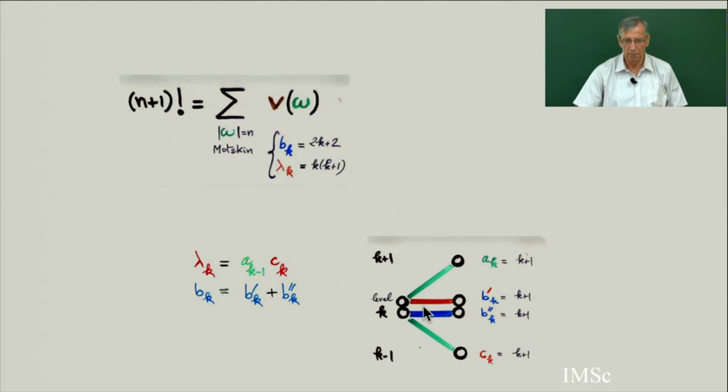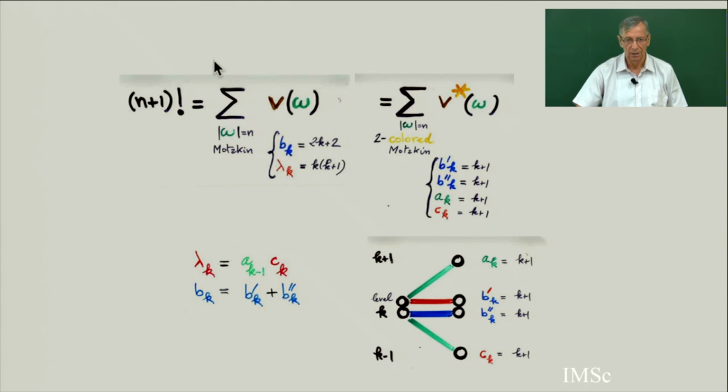And b_k, the sum of these two, k plus 1 plus k plus 1, will be 2k plus 2. And this is much better to do combinatorially, because everything is linear now. I am going to introduce history, the Laguerre history. And so you can be convinced that the sum of the weight of all the Motzkin paths with the weight b_k lambda_k is going to be the sum of all the 2-color Motzkin paths.